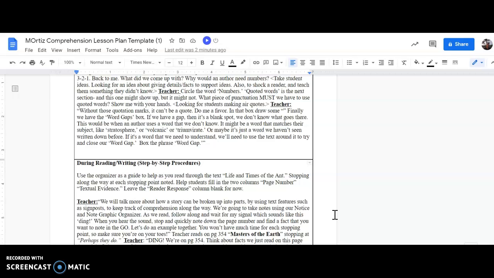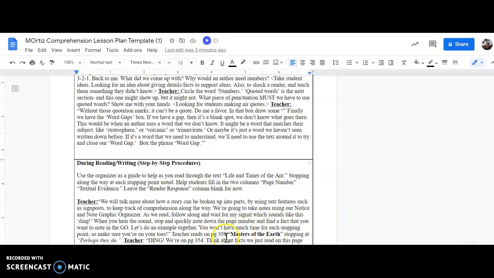Let's do an example together. You don't have much time for each stopping point, so make sure you're on your toes. We want just a quick jot down, a quick little note, maybe a few words. Then later you're going to partner up, come back to this, and elaborate on the actual sentence. We're going to elaborate on the reader response that we're not going to get to quite yet. We're going to get to it after the reading activity, where we'll break down what you think things mean.